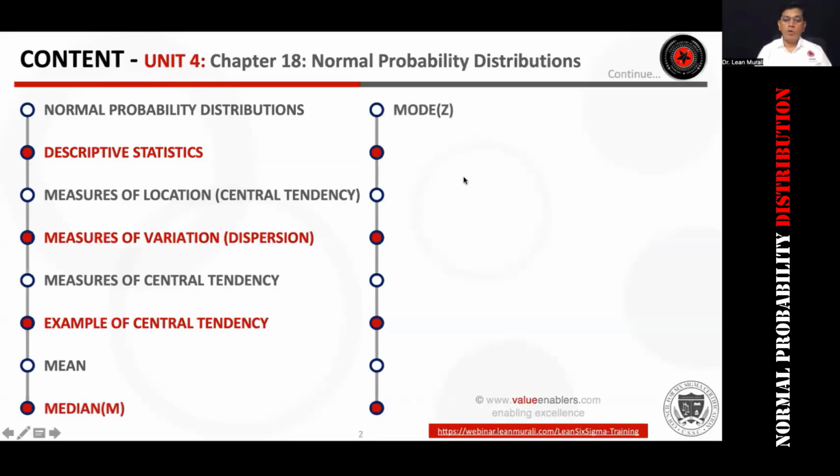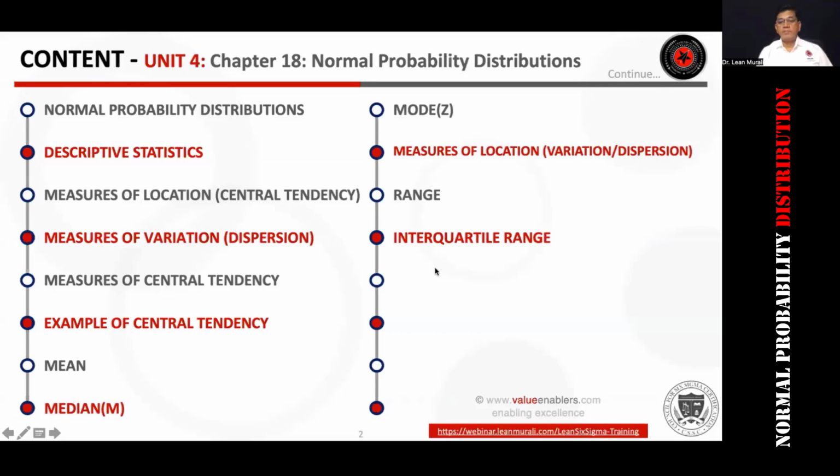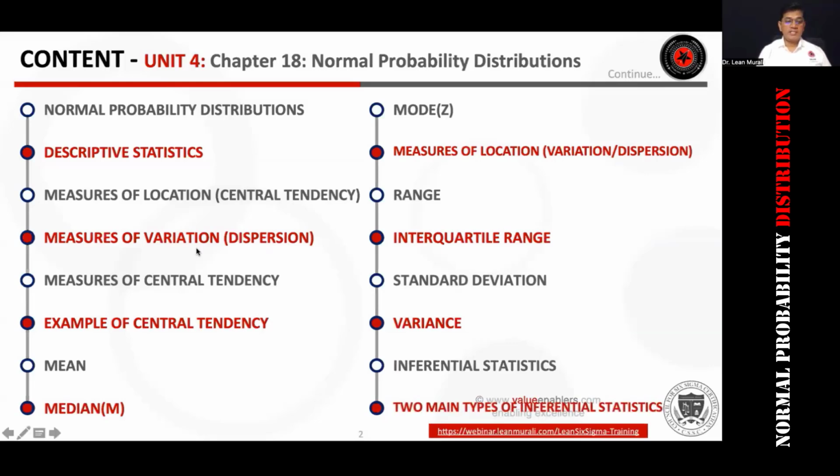Many of you might know this. All of you type 3M in the chat box. Measures of central tendency: mean, median, and mode. And variation and dispersion: range, interquartile range, standard deviation, variance, and inferential statistics.